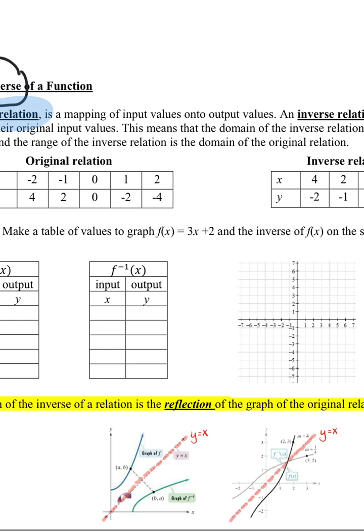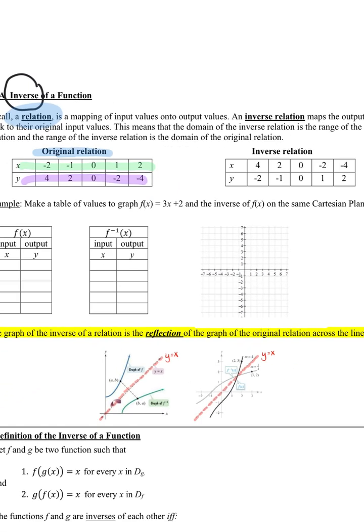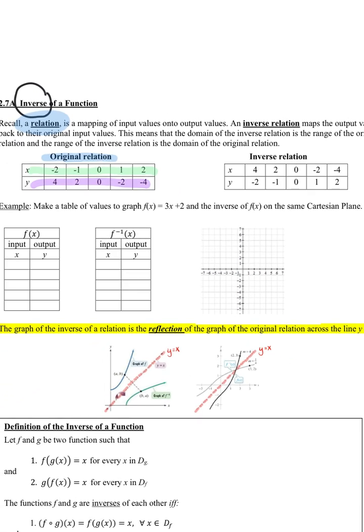So we are given relations, and we are taking the inverse of these relations. And let's say you've been given a table of values. So here is my original relation. Now, by looking at this table of values, the input values and the corresponding output values, is this relation a function? Yes, it is, right? Every input value has one and only one output value.